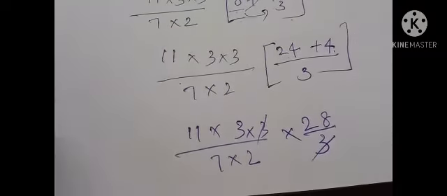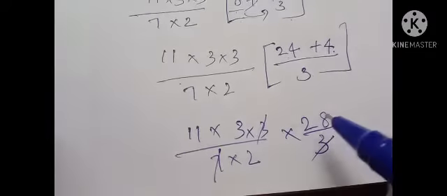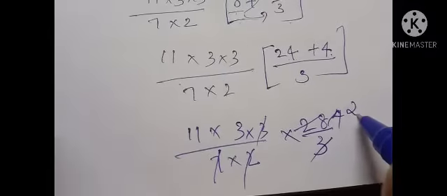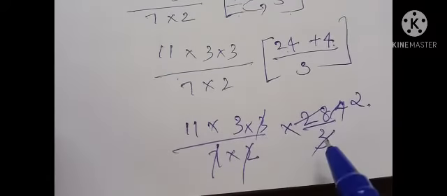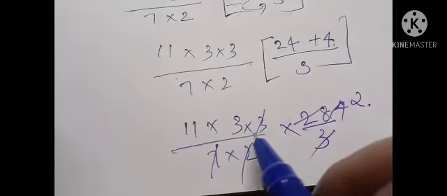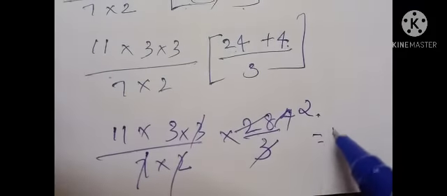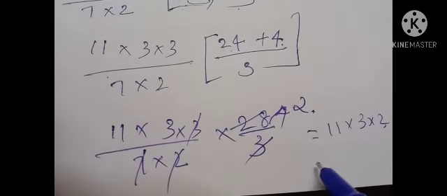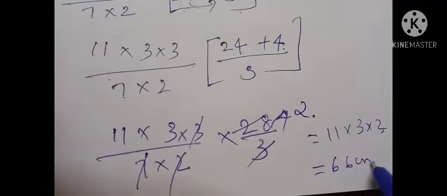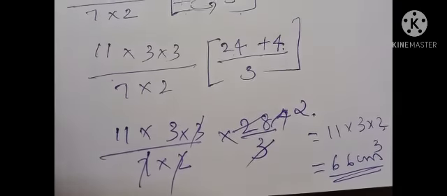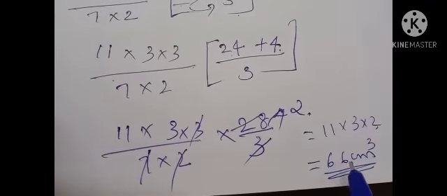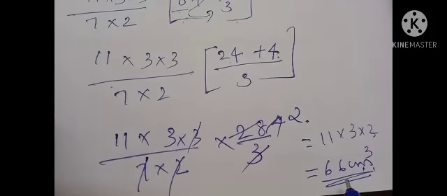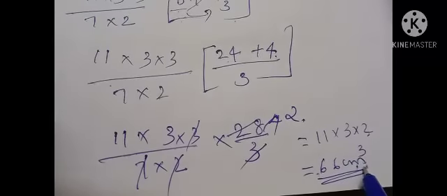Now we can cut these two 3's, and 7 and 28. 7 4's are 28, into 2 2's are 4. Then no denominator there. Then we can multiply 11 into 3 into 2. So that is equal to 11 into 3 into 2. 3 into 2 is 6. 11 into 6 is 66. So what is the volume of this solid or volume of this model? That is 66 centimeter cube. So the volume of air contained in the model is equal to 66 centimeter cube.